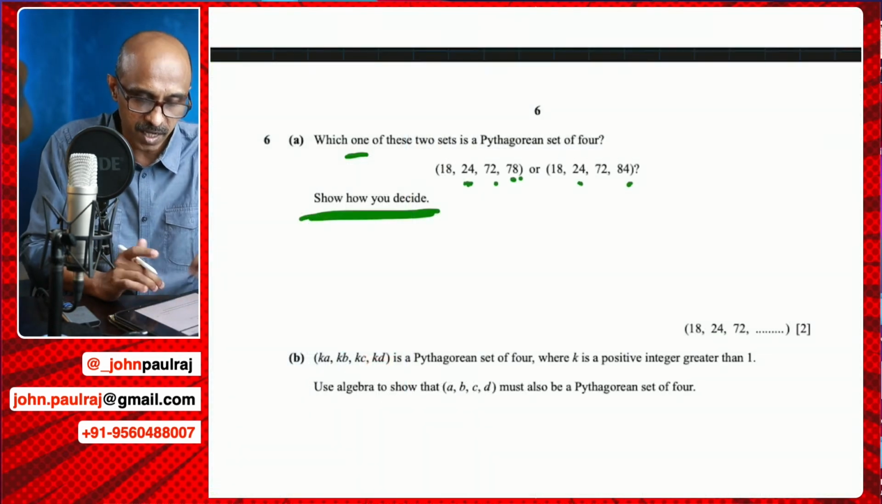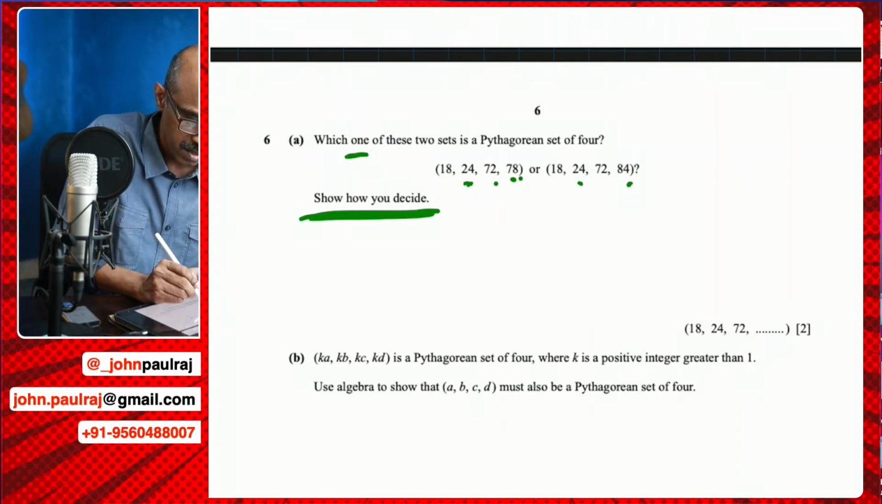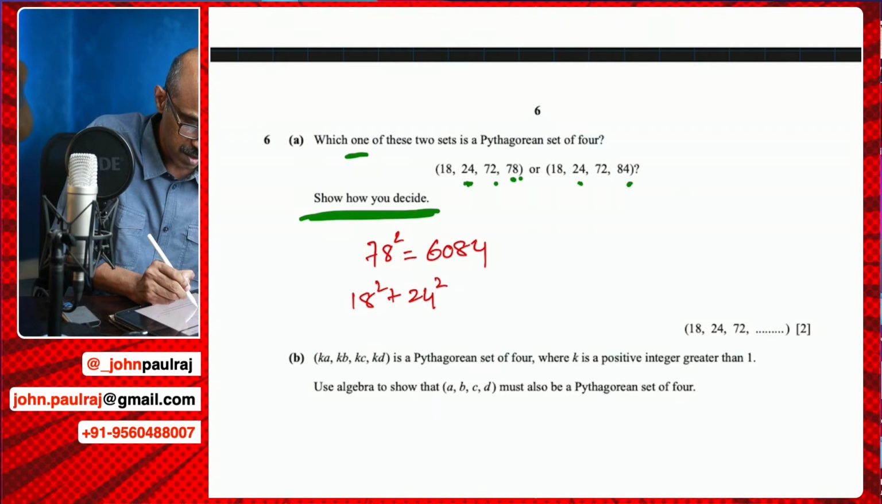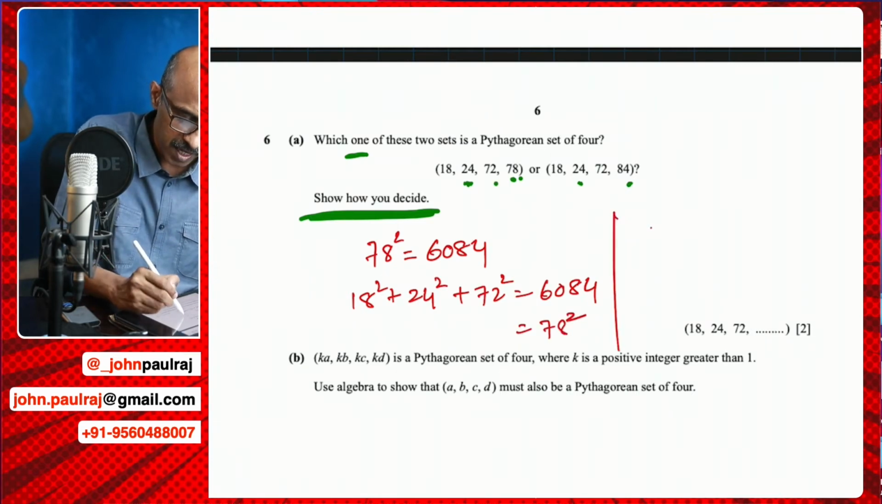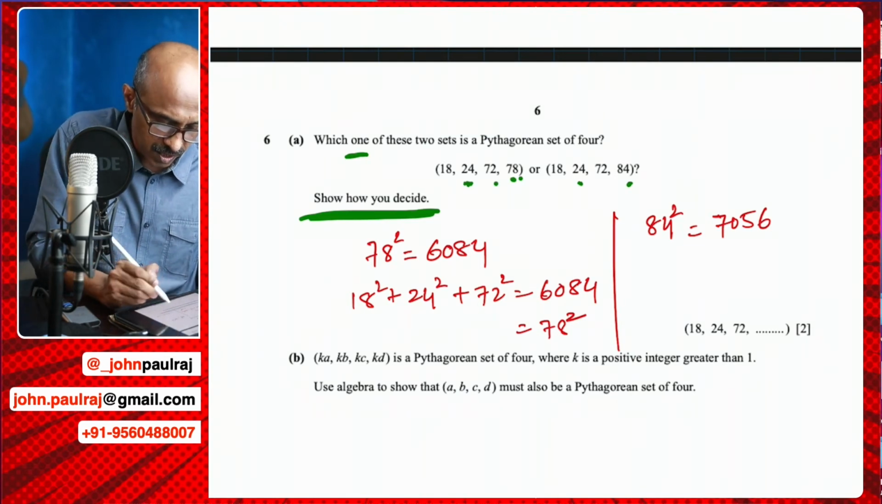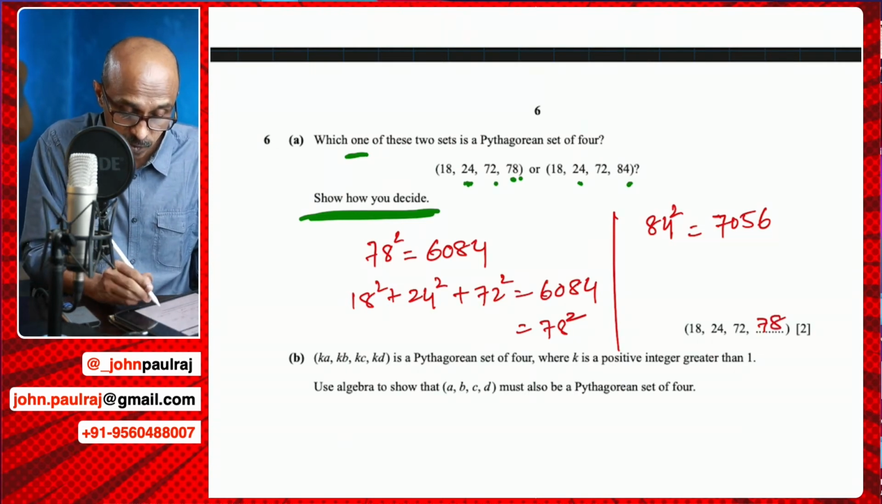Cool. Let's come back to the iPad and say that this is how we've decided. 78 square is equal to 6084, and 18 square plus 24 square plus 72 square is equal to 6084, which is 78 square. If you want, you can even write down that 84 square is equal to 7056, and that's the one that we reject. The D for this Pythagorean set of 4 is 78.